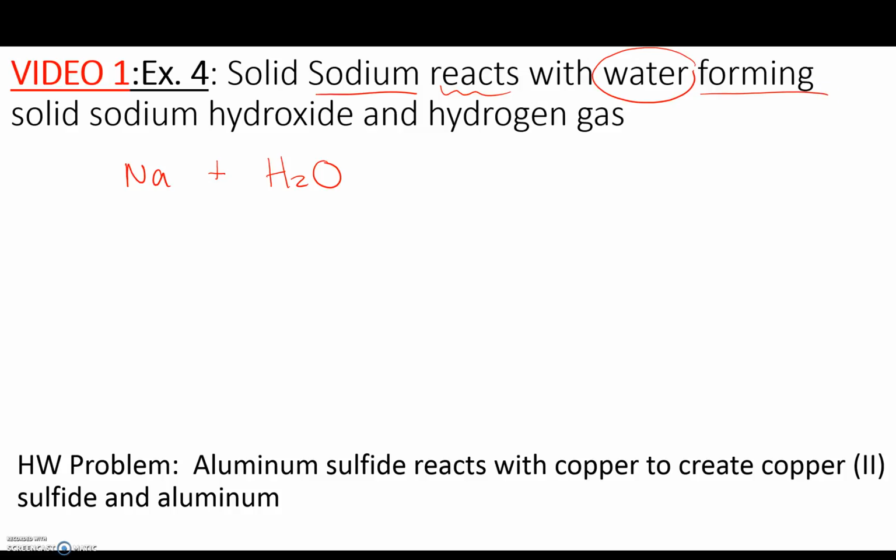Then you see the word forming. Anytime you see the word forming, creates, anything along those lines, we draw what is called a reaction arrow. Then it tells us we have solid sodium hydroxide. We know this is an ionic compound because it has no prefixes. So we write in crisscross, so Na is +1, OH is -1, crisscross, and that creates NaOH.